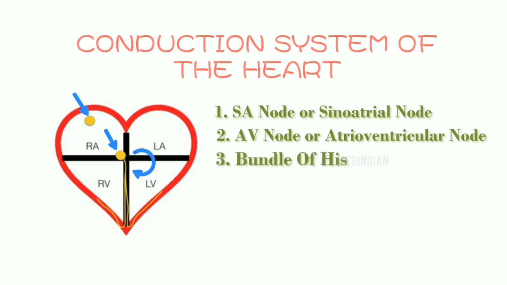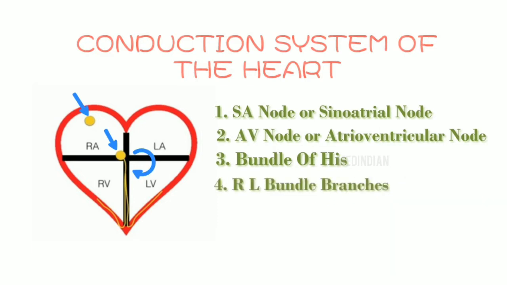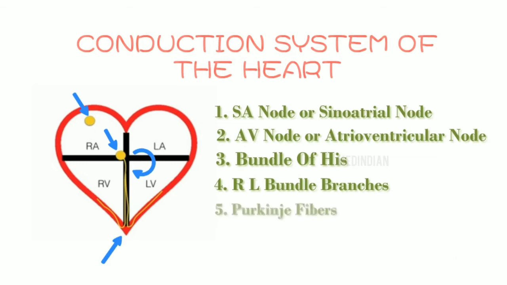From the AV node, it goes to the bundle of His, and it continues and bifurcates into the right and left bundle branches. From the right and left branches, it extends up to the apex of the heart and is called the Purkinje fibers. So to conclude, the conduction starts from the SA node to the AV node to the bundle of His to the right and left bundle branches and eventually ends at the Purkinje fibers.